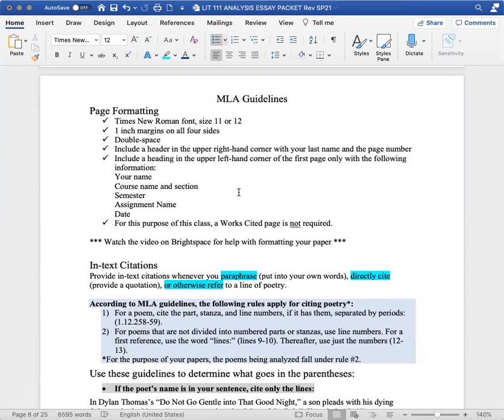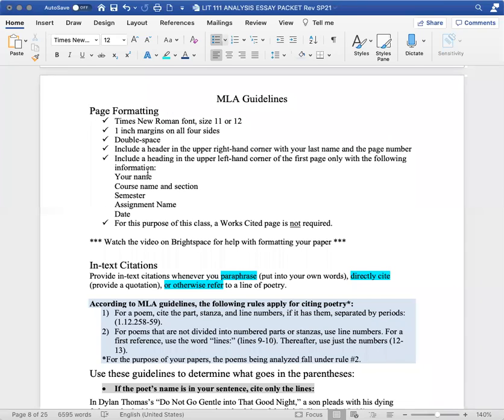The MLA citations are all here. This is boring, but it's really important. So the Times New Roman, the 1-inch margins, everything double spaced. You need a header in the upper right-hand corner with your last name and the page number. You need a heading in the upper left-hand corner of the first page only.